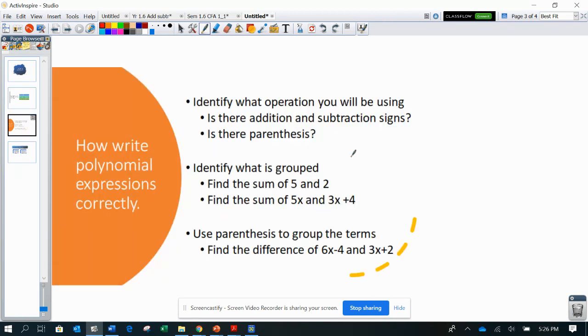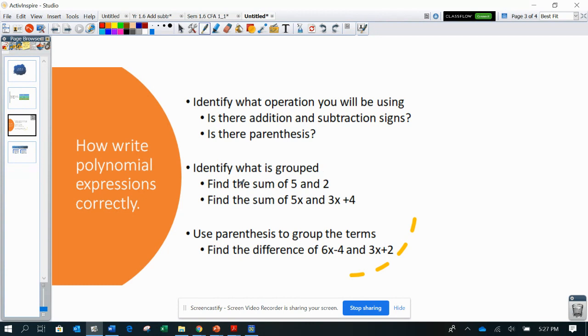So when we are looking at what is it asking us to do, we need to think about not only that operation we're going to be using, but are we going to be using parentheses? Parentheses can be very important to help us group our terms together so that we don't make some silly mistakes. So that we make sure, especially with multiplication, that we are going to be distributing properly. So let's look at some ideas here.